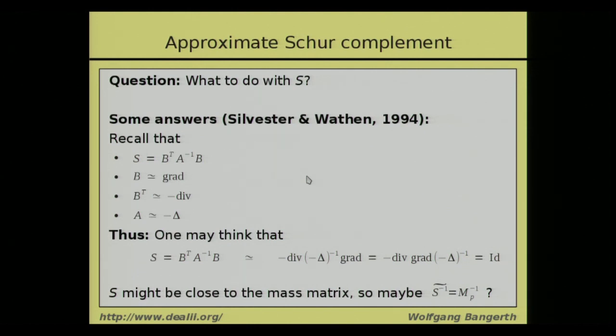And there's some theory that you can apply to this. So s corresponds to B transpose A to the minus 1 B. Well, B is the gradient, B transpose is the divergence, A to the minus 1 is something like the inverse of the Laplacian. So if you write this down in terms of the operators, you have minus divergence, minus Laplace to the minus 1, gradient. If you were to switch these two around, assume that they commute, you would find minus Laplace times minus Laplace to the minus 1. That would be the identity operator. And you could suggest that maybe the appropriate approximation for s to the minus 1 would be just the inverse of the mass matrix on a pressure space. So this is what people really do.